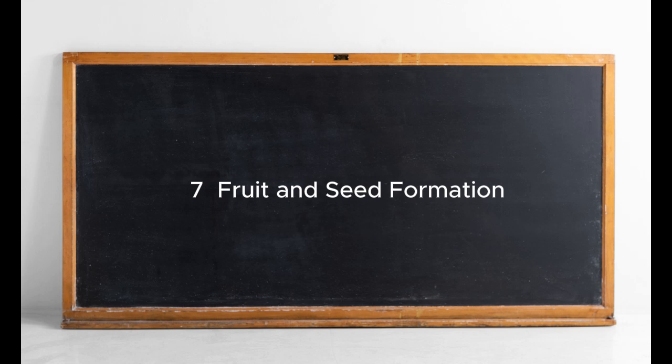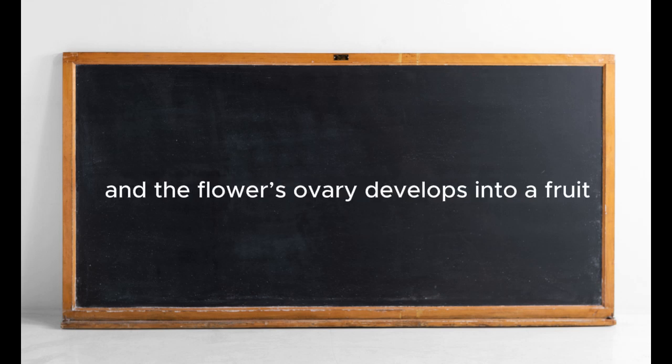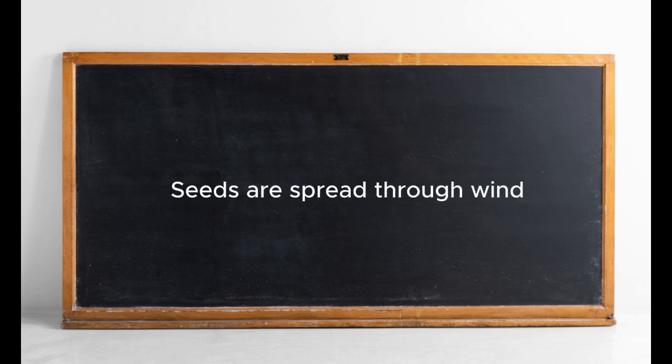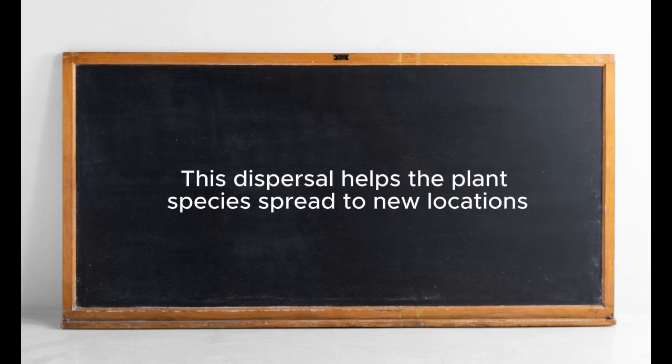7. Fruit and seed formation. After fertilization, the ovules become seeds, and the flower's ovary develops into a fruit. Fruits protect seeds and aid in their dispersal. 8. Seed dispersal. Seeds are spread through wind, water, animals, or other methods. This dispersal helps the plant species spread to new locations.